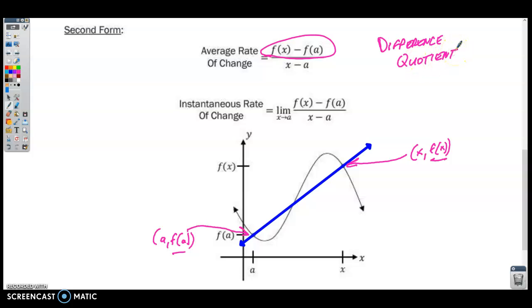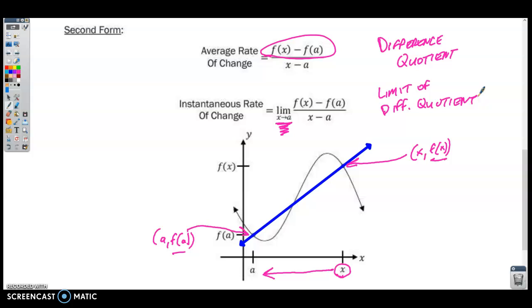And then, in order to find the instantaneous rate of change, we're going to take this x value and move it closer and closer to a. And so this is going to be the limit as x approaches a of this difference quotient. Again, we're taking the limit of the difference quotient in order to find the instantaneous rate of change. It's just a different way of writing it. And there are a lot of different ways that we can write this limit of a difference quotient depending on how we opt to label these 2 points. These 2 are by far the most common.